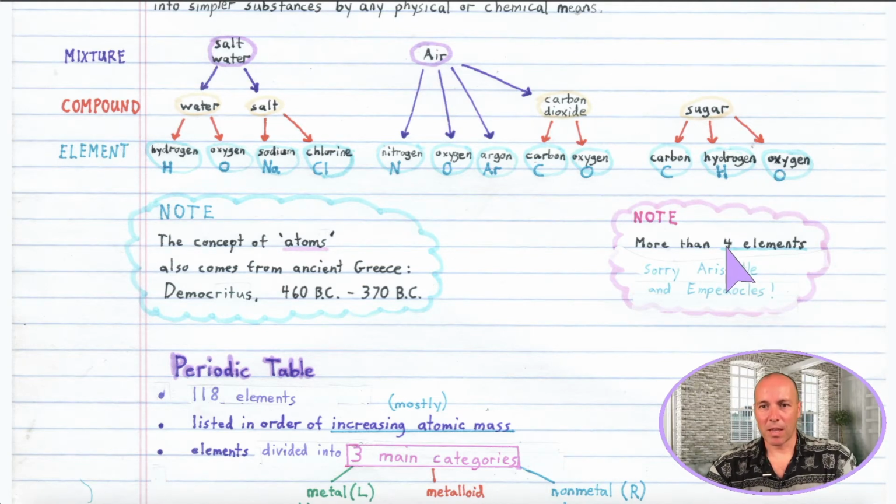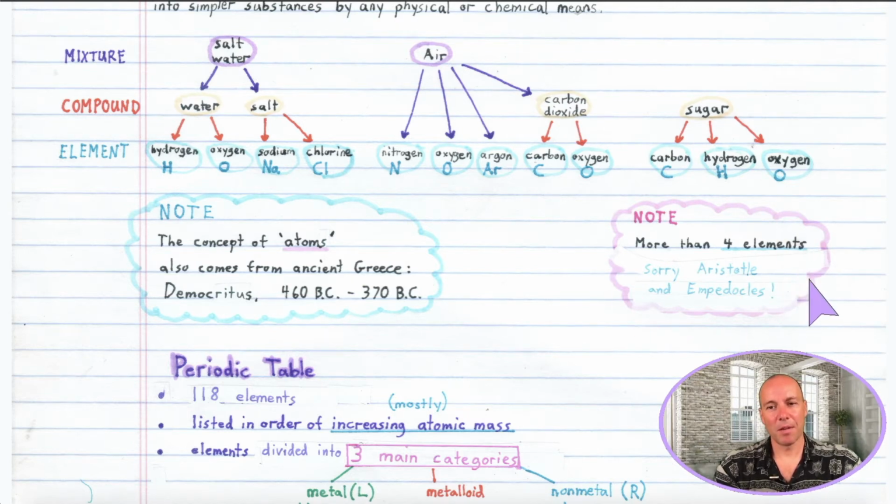So the Greeks had this theory that all matter is made of 4 elements: earth, water, air, and fire, and they thought that all substances out there could eventually be broken back down into those 4 elements. But through the ages, we have learned that there are many more than 4 elements. So I'm sorry, Aristotle and Empedocles, that theory of 4 elements isn't quite correct.